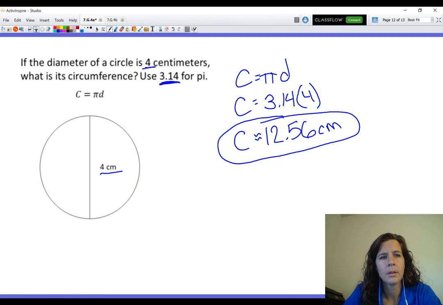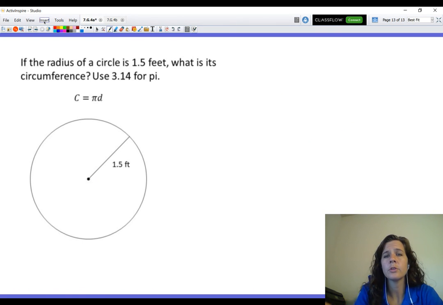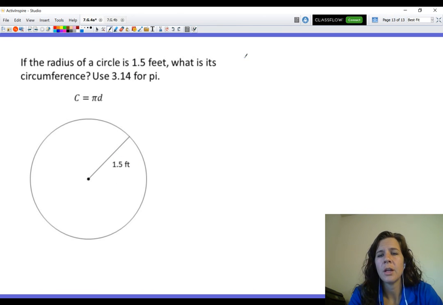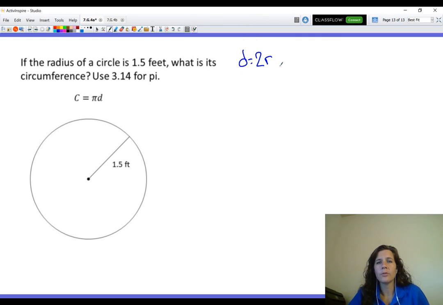Okay. Now this one I threw a little trick in there at you. I gave you the radius instead of the diameter. So you're going to have to remember that the diameter equals 2 times the radius. I want you to pause the video for a minute, try and work this out, and then we'll come back and work it together.